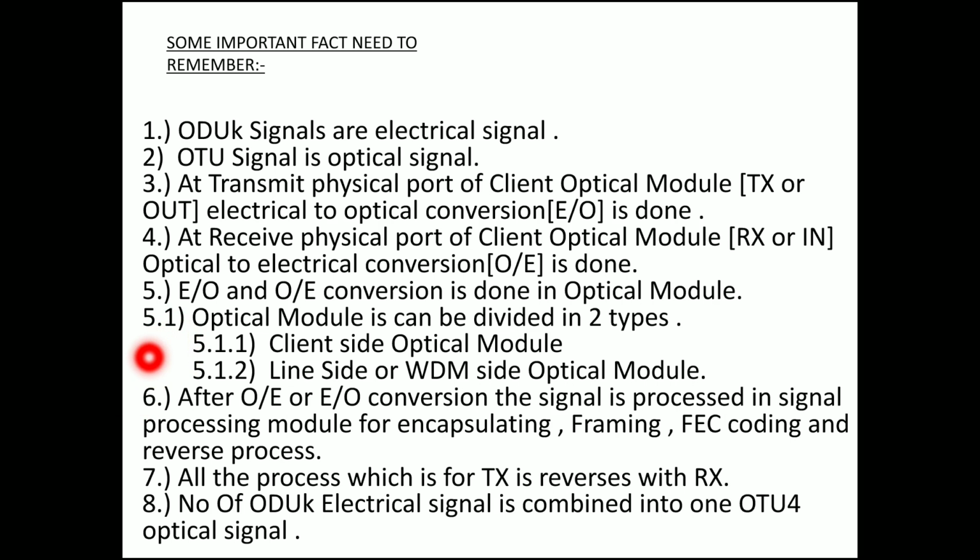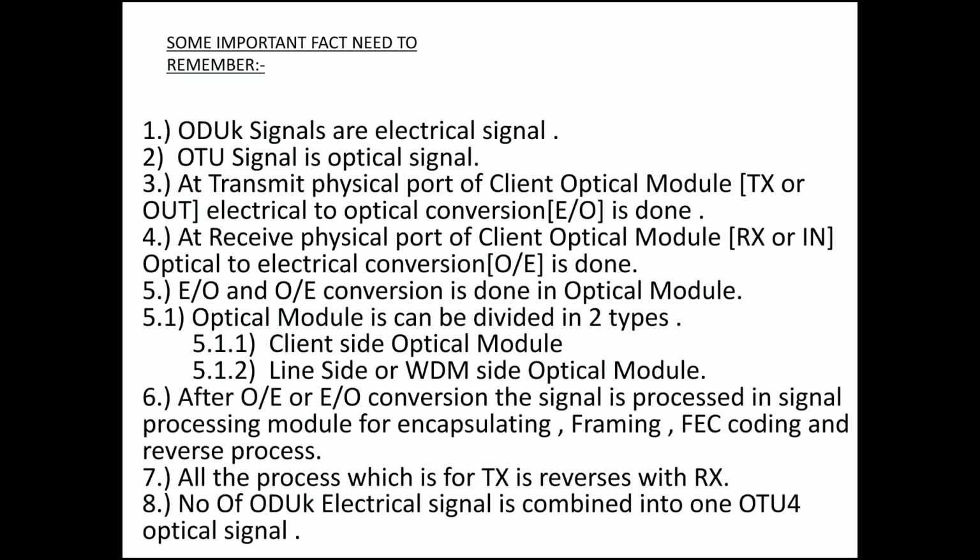So in case of a transponder module, these two modules are inside the same card and no cross connect is used. In case of tributary card or line card, these two cards coordinate with the cross connect card by the backplane. After optical to electrical or electrical to optical conversion, the signal is processed in the signal processing module for encapsulation, framing, FEC coding, and the reverse process. All the processes for TX are reversed for RX. A number of ODUk electrical signals are combined into one OTU optical signal. So this is the signal flow diagram of the client side module.